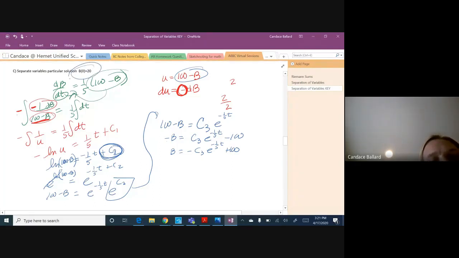All right, I'm putting that initial condition in, earning more points. So 20 equals negative c sub 3 e. I'm going to plug a 0 into this thing. So 0 times 1/5 is 0, plus 100.